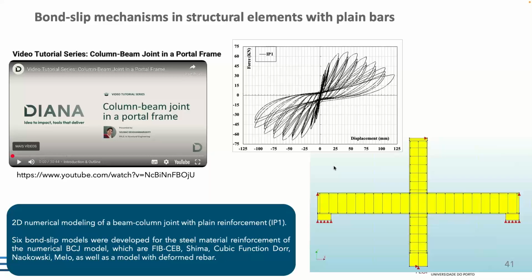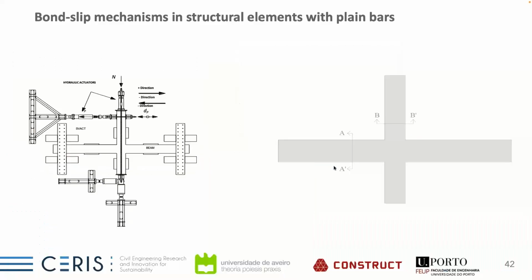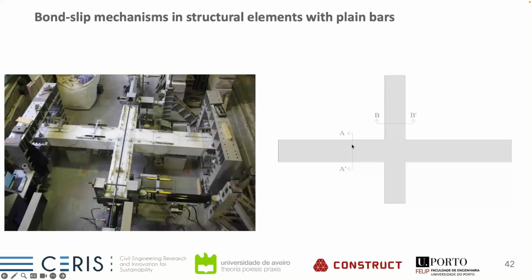So I will advise you on that, and I will just show here the results that we obtained for the IP1, the beam column joint 1, with plain bars, where we tested the different bond slip models available in DIANA, like we have done previously on the monotonic pull-out tests. So we have here our experimental setup, the geometry. We have the beam column joint built in the lab.